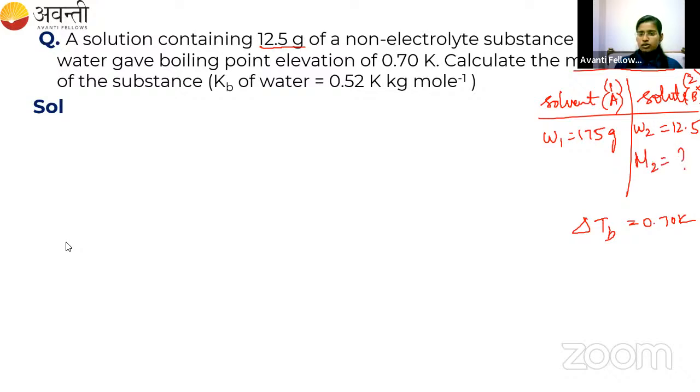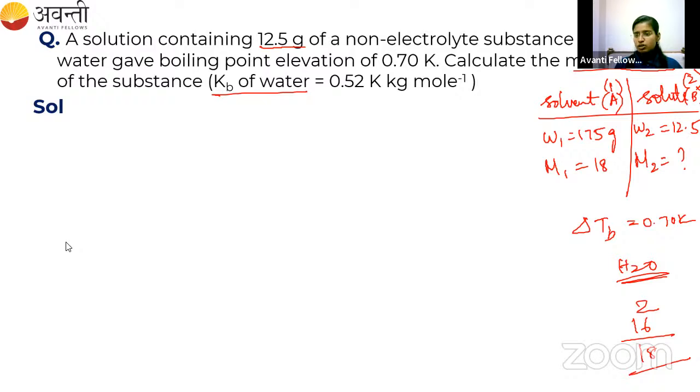And M1 for water, it is easy, right? Yesterday we have calculated. For H2O, the molar mass: for two hydrogen it is 2, for one oxygen it is 16, so it will be 18. So the molar mass of water is 18. Okay, clear? And also we have Kb in the question.